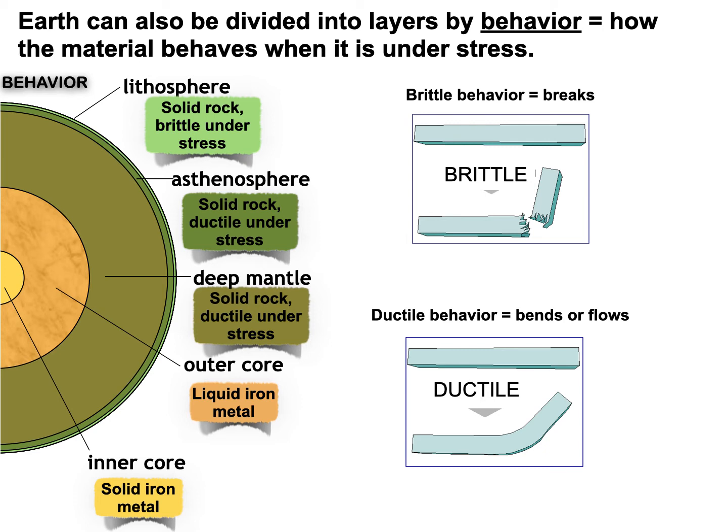We'll focus on the lithosphere and the asthenosphere because these upper layers are what impacts us at the surface, including what's important for plate tectonics.